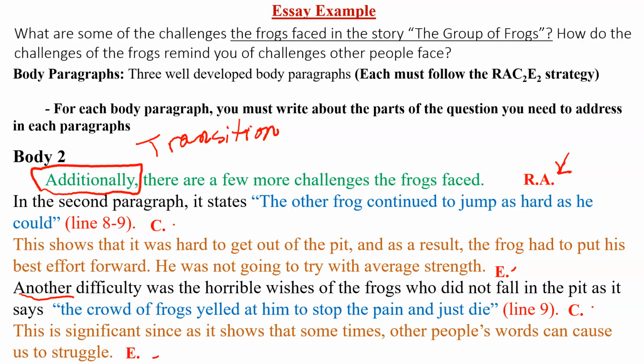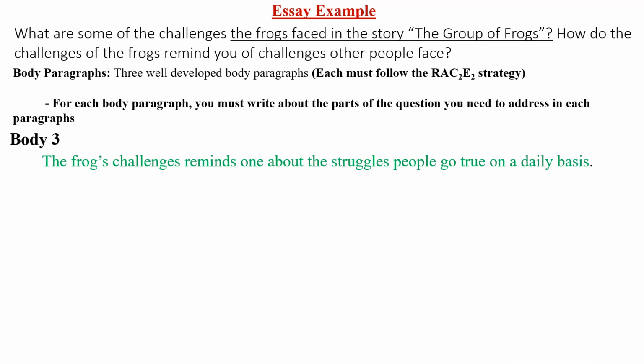And so this is what I put in my third body paragraph, right? The frog's challenges reminds one about the struggles people go through on a daily basis. I'm still making the connections, but now I'm connecting to the second part of my question, right? Again, it's my third body paragraph. I already talked about the two challenges, and now I'm talking about how the challenges remind me of struggles people go through on a daily basis. All right, so that's my R, my A.